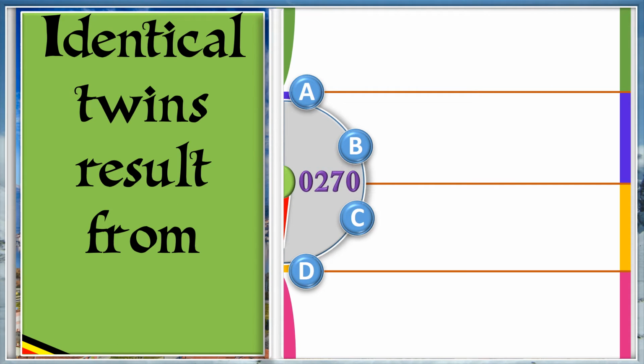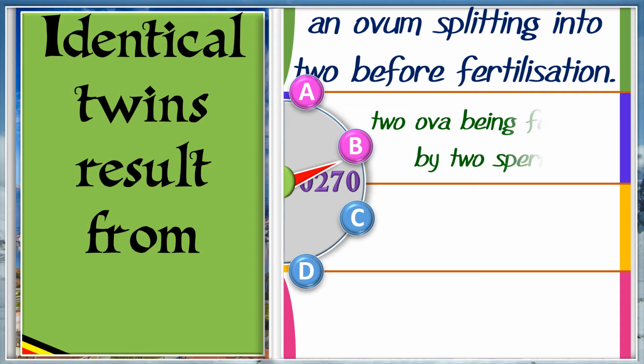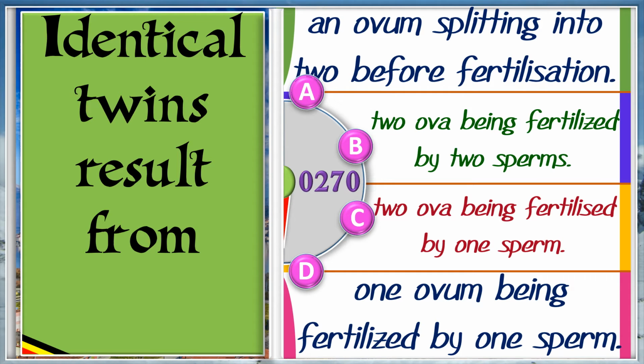Identical twins result from: A. An ovum splitting into two before fertilization. B. Two ova being fertilized by two sperms. C. Two ova being fertilized by one sperm. D. One ovum being fertilized by one sperm. And the answer is D. One ovum being fertilized by one sperm.